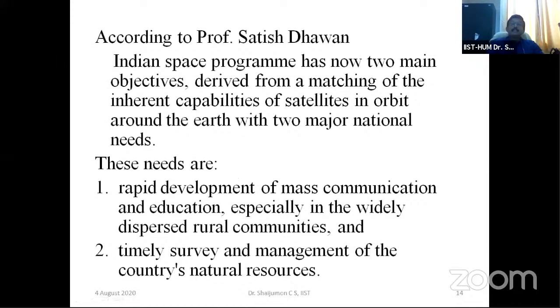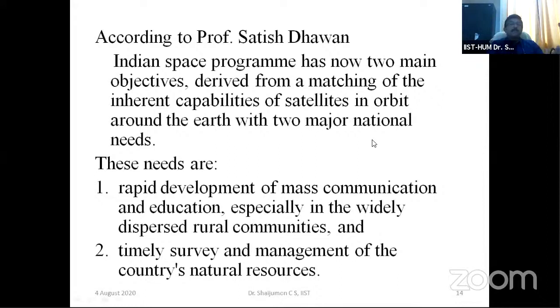According to Professor Satish Dhawan, who was the chairman of ISRO after Vikram Sarabhai, the Indian space program now has two main objectives, derived from a matching of the inherent capabilities of satellites in orbit around the Earth with two major national needs. Rapid development of mass communication and education, especially in widely dispersed rural communities, and timely survey and management of the country's natural resources. This is what I said earlier.